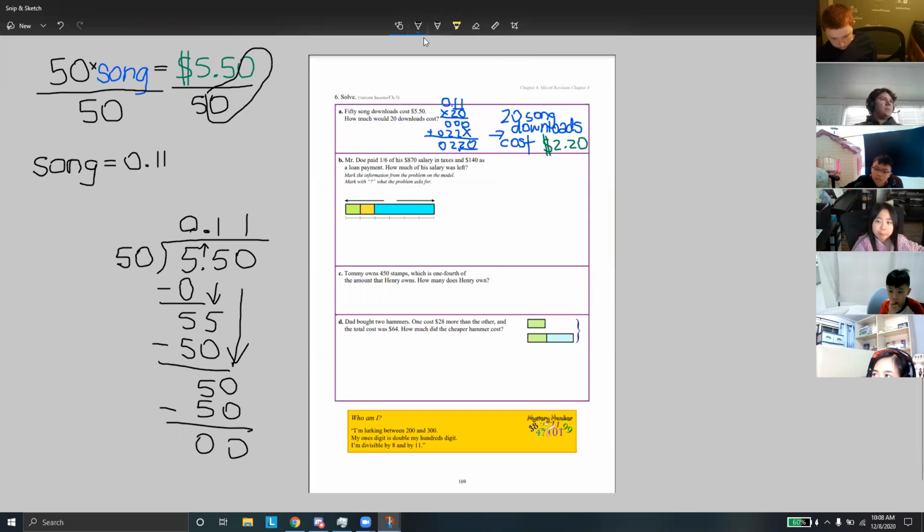So next we have B. Mr. Doe paid a sixth of his $870 salary in taxes and $140 as a loan payment. How much of his salary was left? And so this is the bar graph that we have. We can obviously draw this bar graph ourselves, but what's the total? Well, the total is going to be his entire salary, $870.